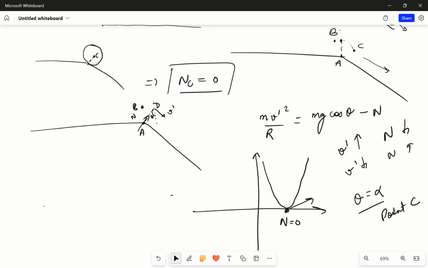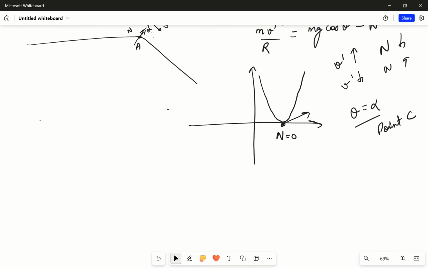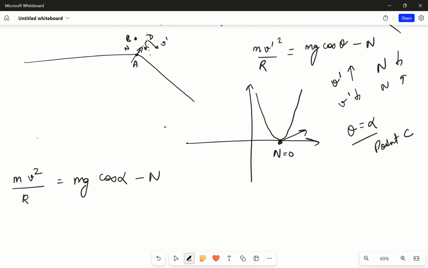So it is simple now. What we have to do? First of all, let's assume the critical velocity as v, simply v, instead of v dash. So mv square by r equals mg cos alpha minus normal, and normal would be 0, right? We have to put normal equal to 0, and what will it give? v square is equal to gr cos alpha. This is our first equation.